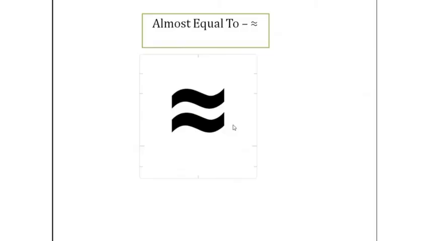The different signs which we use in our daily life, but hardly do we know the proper name of that sign. So the first one is almost equal to. This sign is called almost equal to. It denotes items that are approximately equal. When we are comparing, when we are finding out the difference or equality between two digits, this sign is perfect for finding out the equality between two numbers.